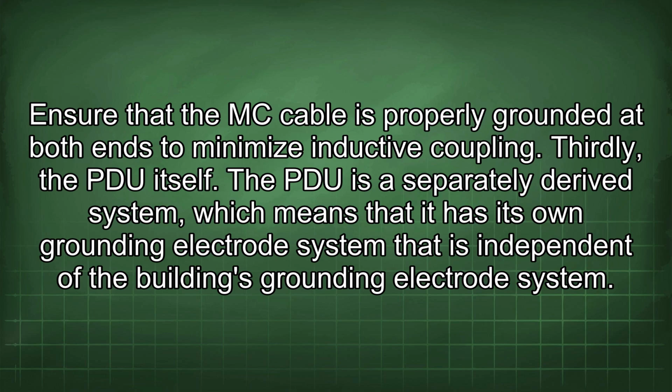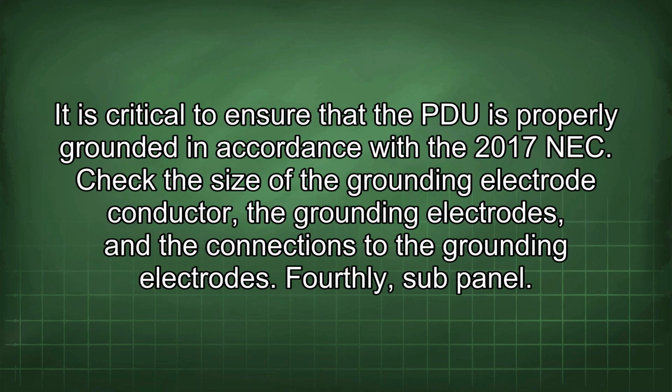Thirdly, the PDU itself. The PDU is a separately derived system, which means that it has its own grounding electrode system that is independent of the building's grounding electrode system. It is critical to ensure that the PDU is properly grounded in accordance with the 2017 NEC. Check the size of the grounding electrode conductor, the grounding electrodes, and the connections to the grounding electrodes.